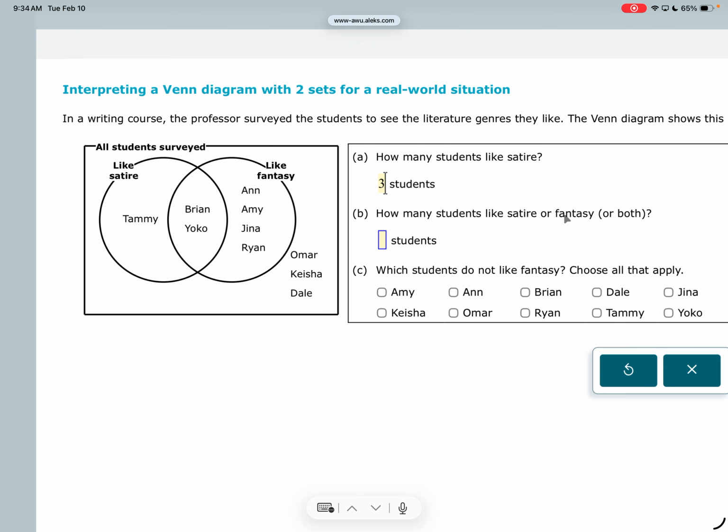How many like satire or fantasy or both? That is a good reminder, they like to put or both here on these so that you do count those. But this is like the union. You'd count everything inside the circle. So 1, 2, 3, 4, 5, 6, 7.